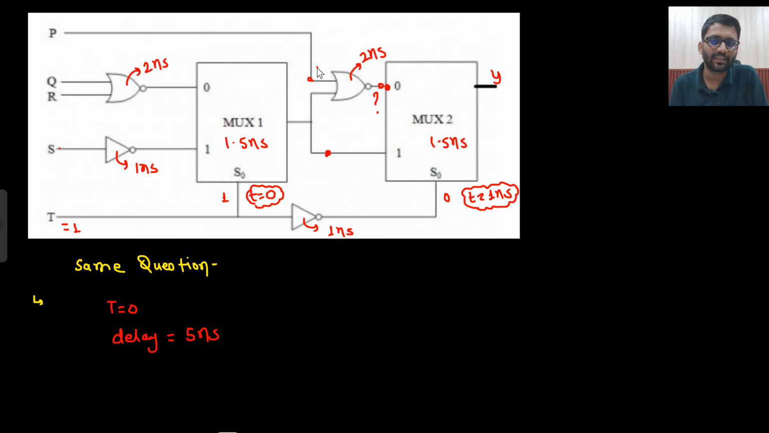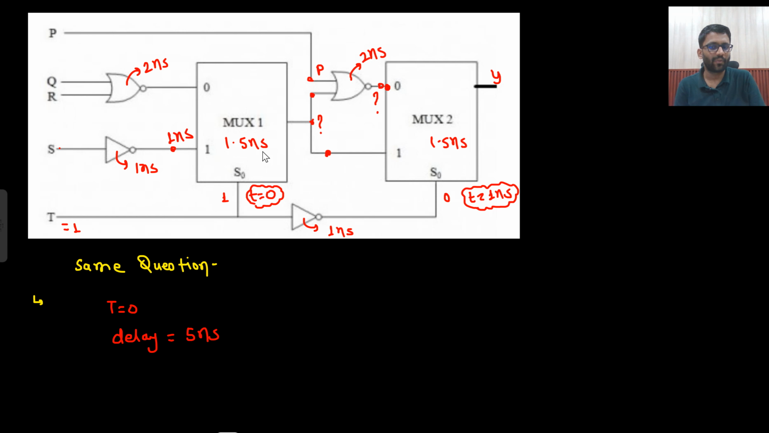So p will come here as it is. Now can I say that this NOR gate has the capability of giving the output after 2 nanosecond? Can I say this thing? No, I cannot say, because the output of this NOR gate will depend on this input as well. So when this input becomes stable, that I need to know now. So if this is 1, that means it will look here. So this becomes stable after 1 nanosecond. So after 1 nanosecond, the MUX has the capability of giving the output.